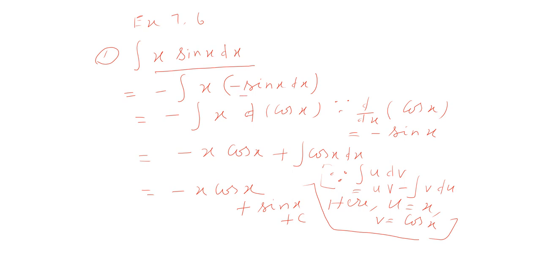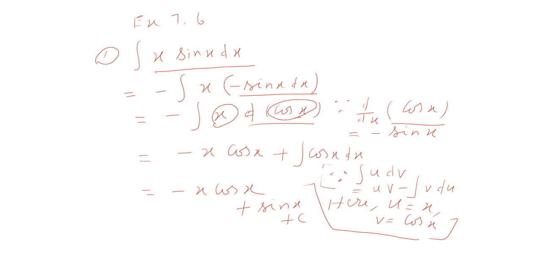This minus sin x dx can be written as d of cos x. See here, d by dx of cos x is minus sin x. Therefore, cross multiply dx: minus sin x dx can be written as d of cos x. Now my u happens to be x, and my v happens to be cos x. See here, this is the form u dv. Therefore, apply the formula uv minus integral v du.